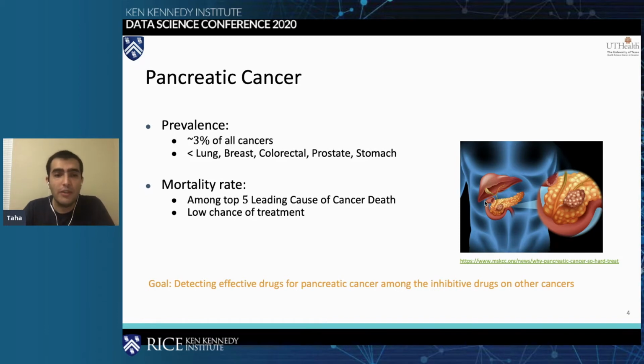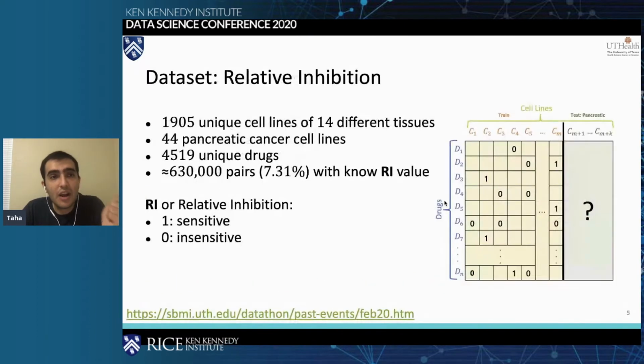So what is our goal now? Our goal is to use drug repurposing to detect drugs that are effective and inhibitive on other types of cancers for pancreatic cancer. And how do we do that? Let's first see our dataset.